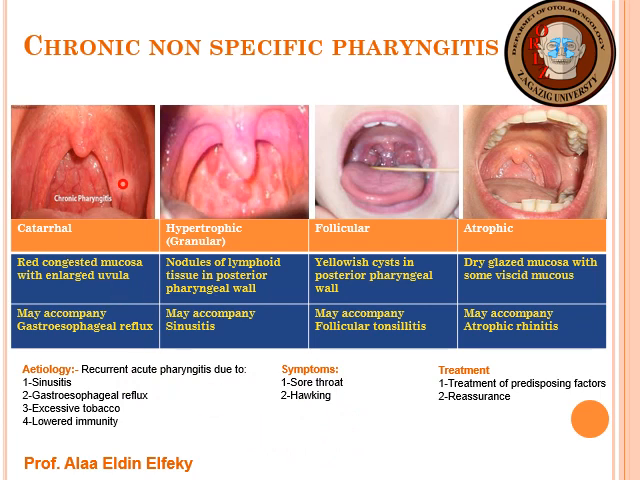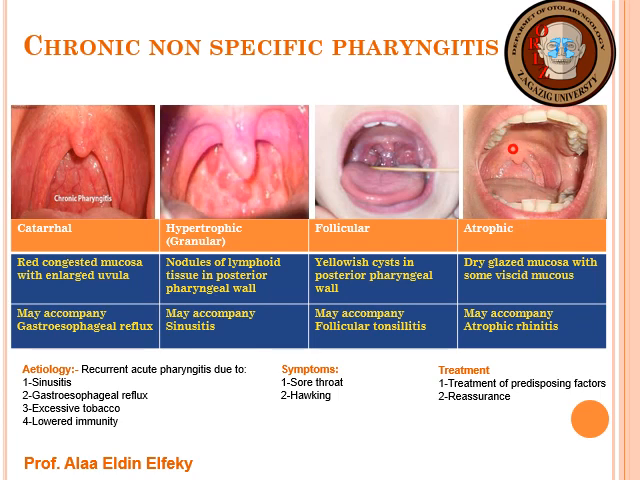What is the clinical picture of the types? First, catarrhal: red congested mucosa with enlarged uvula, which may accompany gastroesophageal reflux. Then the hypertrophic or granular pharyngitis: you can see nodules of lymphoid tissue in the posterior pharyngeal wall, and this may accompany sinusitis. Then the follicular type of chronic pharyngitis: we see yellowish cysts in the posterior pharyngeal wall, usually accompanied by acute follicular tonsillitis.